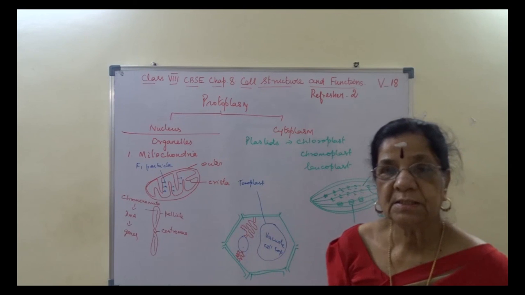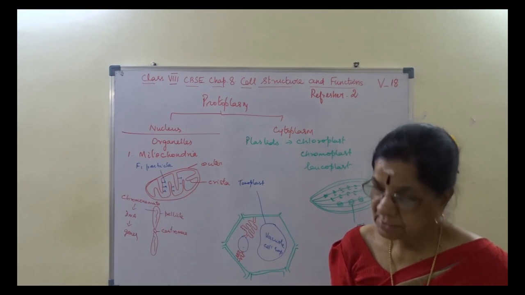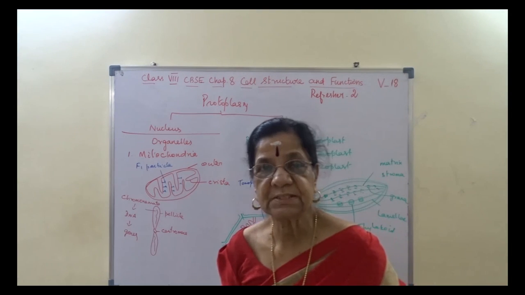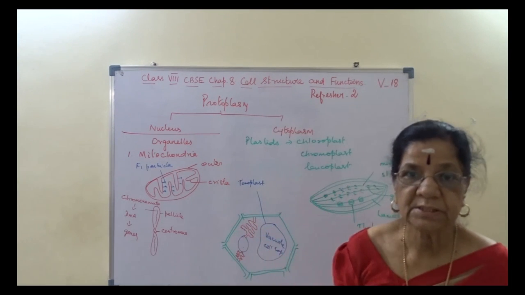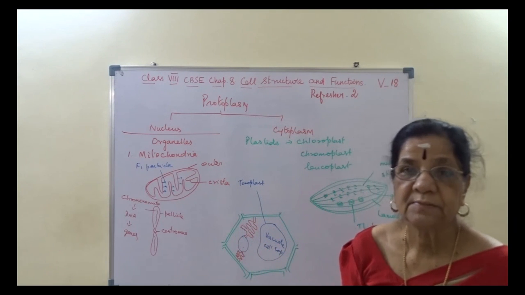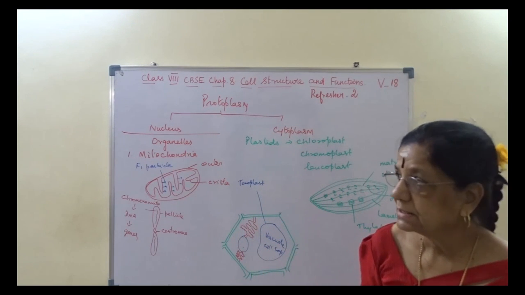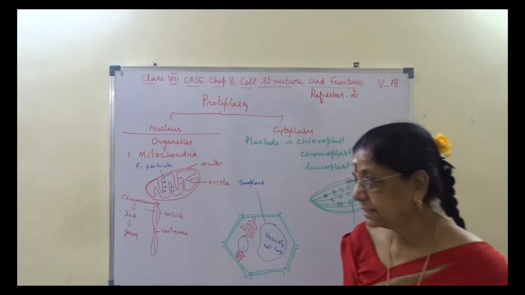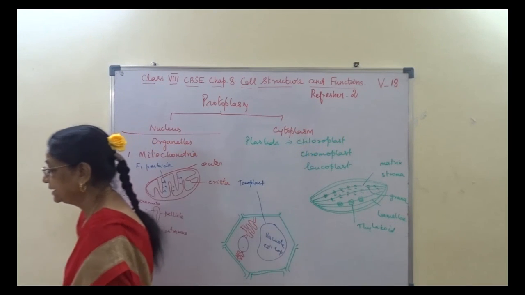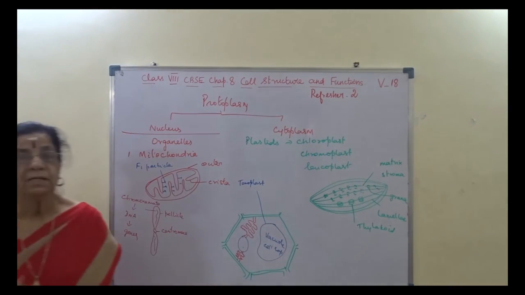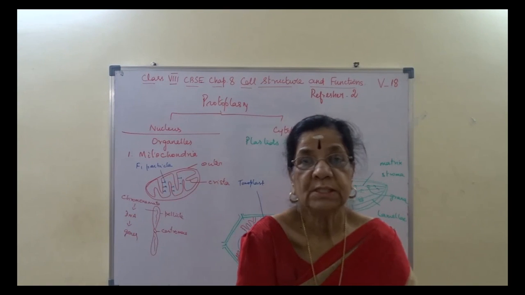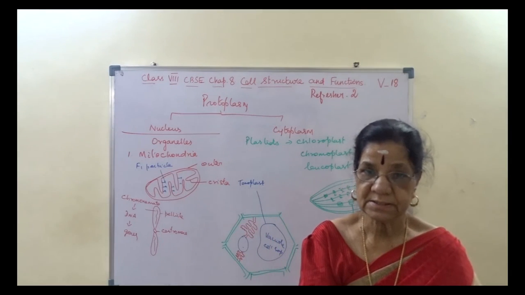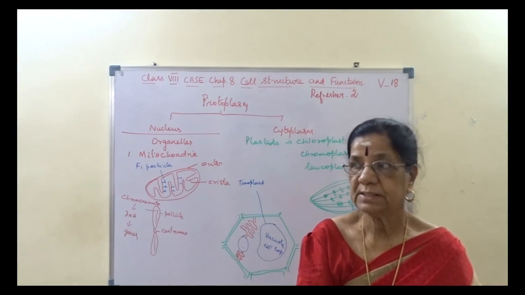Tonoplast is the outer layer of the vacuole, and the granum is concentrated with chlorophyll, and when they are piled up like a stack of coins, it is called thylakoid. And thylakoid is the active site for photosynthesis. When light falls on the leaf, the first active center is the thylakoid. I hope you understand this.